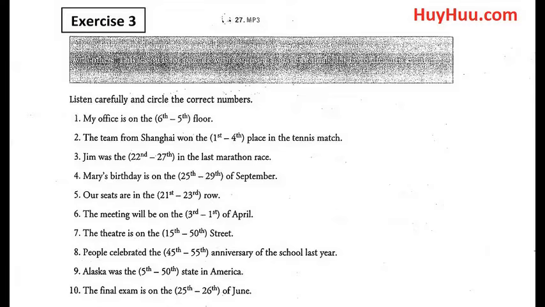Number 1. My office is on the 6th floor. Number 2. The team from Shanghai won the first place in the tennis match. Number 3. Jim was the 27th in the last marathon race. Number 4. Mary's birthday is on the 25th of September. Number 5. Our seats are in the 23rd row. Number 6. The meeting will be on the 3rd of April.